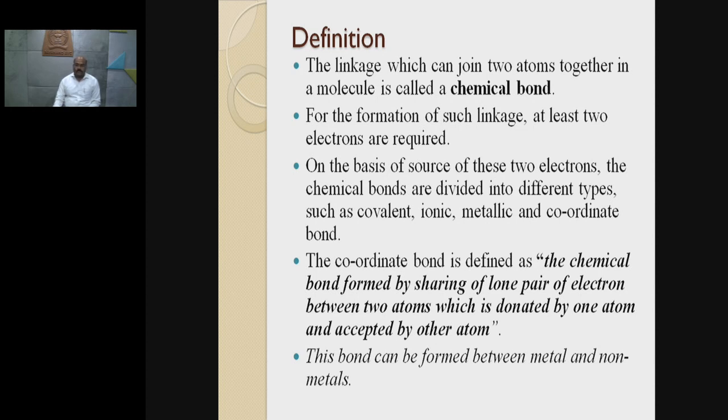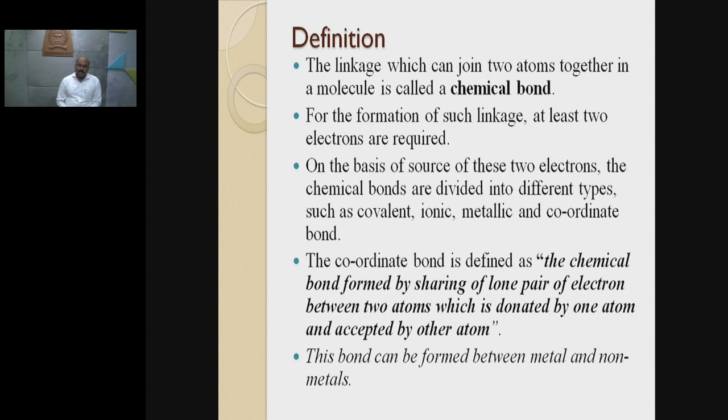On the basis of the source of these two electrons, the chemical bonds are divided into different types such as covalent bond, ionic bond, metallic bond, coordinate bond. And on the basis of the force of attraction by which two atoms or ions can join with each other, they are divided into two types known as hydrogen bond and van der Waals force of attraction. But on the basis of electrons, the chemical bonds can be divided into four types known as covalent bond, ionic bond, metallic bond and coordinate bond. In this video, we will discuss the coordinate bond.